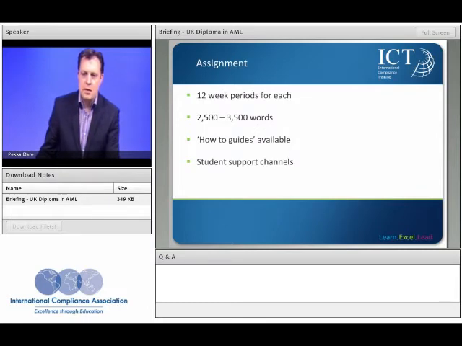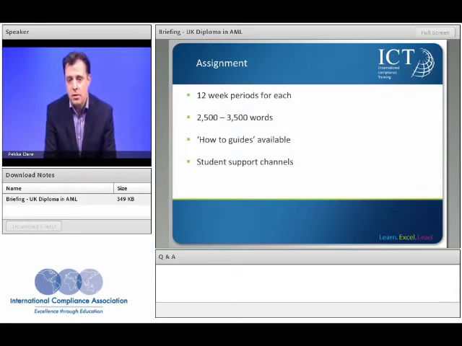The assignments, there are 2 assignments, and they are 2,500 to 3,500 words. We give you lots and lots of support in terms of researching and writing an assignment. We're conscious that many people may not have studied a qualification at this level for years, or indeed ever. So we will give you plenty of support in terms of how to go about writing, researching and referencing an assignment. And it will really deepen your knowledge of the subject area.